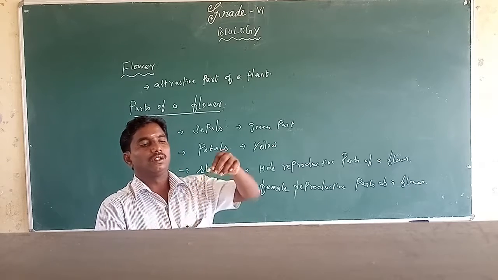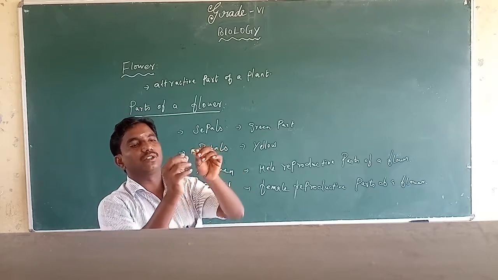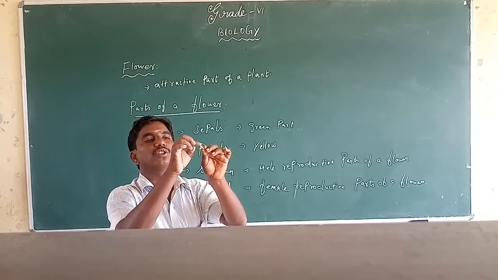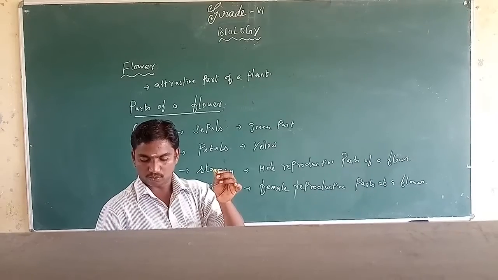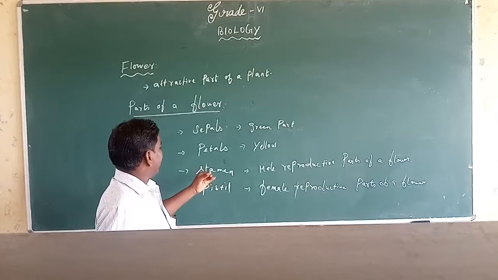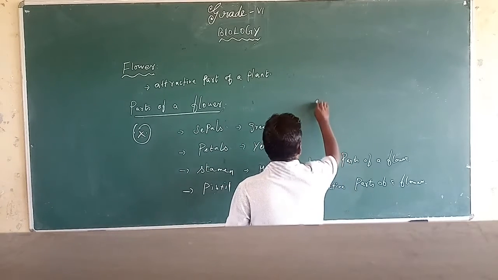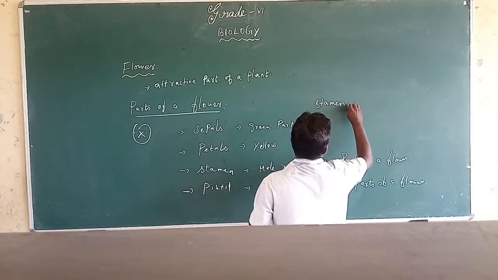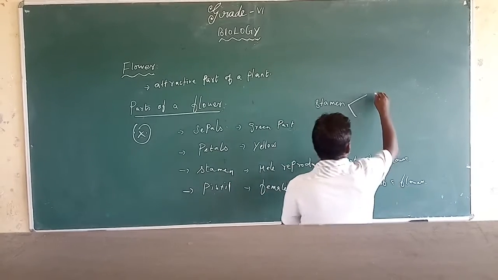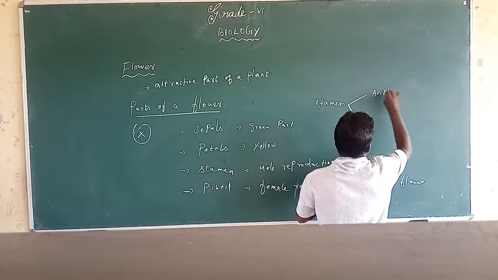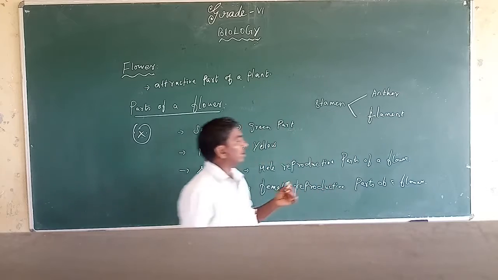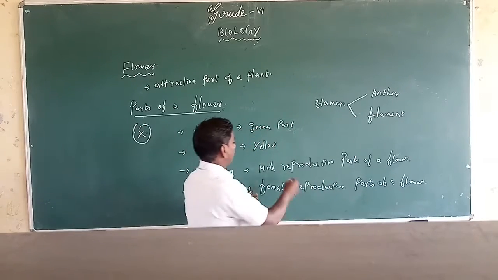So this part is known as the stamen. These stamens have two main parts. What are the two? One is the anther, and the next one, the filament. So the stamen is the male reproductive part.